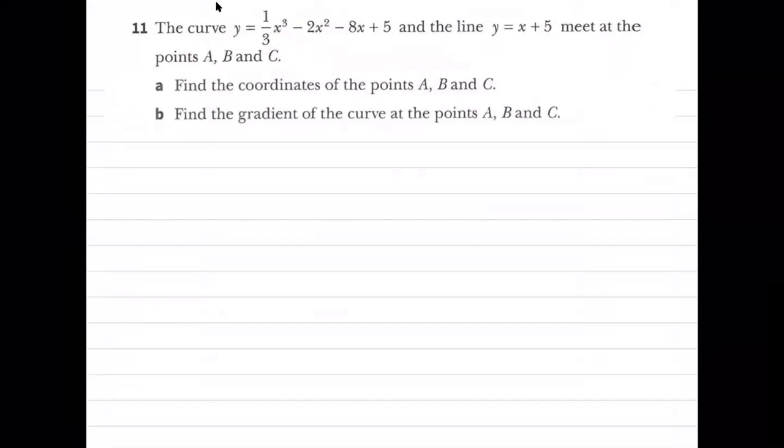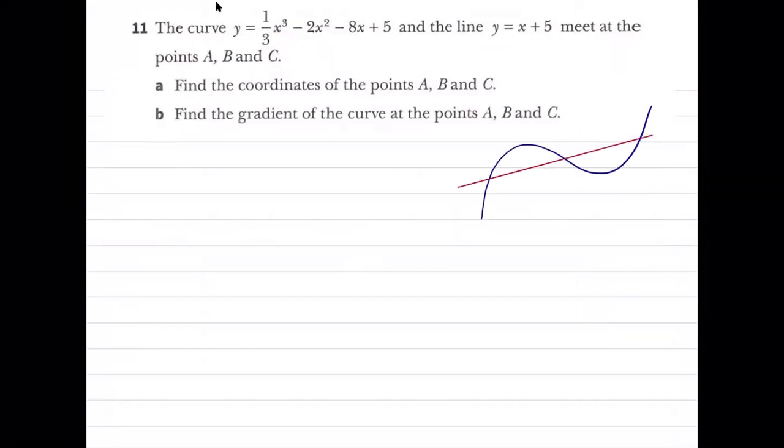Now let's move on to this question. Let's understand the question first. You have been given the equation. It's a cubic function. And then there is a line y equals x plus 5. The question says that this line meets this curve at points A, B, and C. Something like this is a cubic curve, and let's say this is a line that is intersecting the curve at 3 points, A, B, and C. The question says find the coordinates of points A, B, and C.